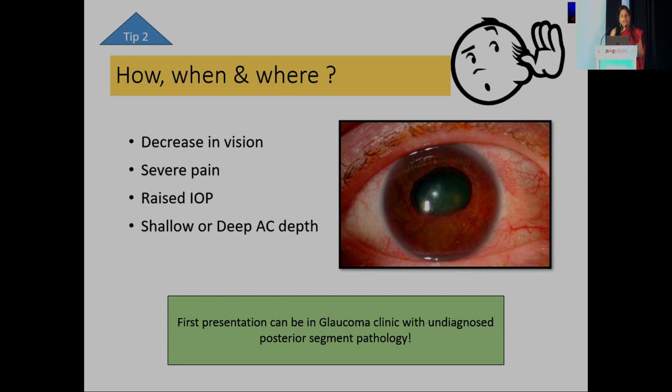Next, you have to listen to how they present it. So ask, what is the first presenting symptom? Was it decreased vision? Was it pain? Was it raised IOP, which is a sign that you're going to elicit? Look at the anterior chamber depth. Look for any shallow or deeper anterior chamber, because a lot of this will give you information as to what is the type of glaucoma that you're dealing with and how you're going to treat it.